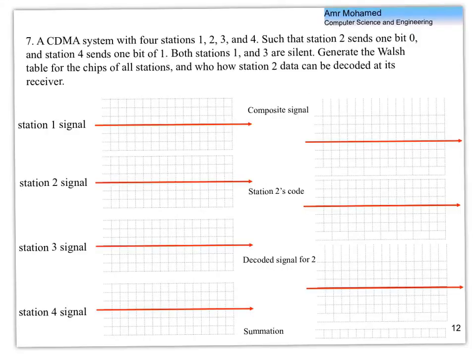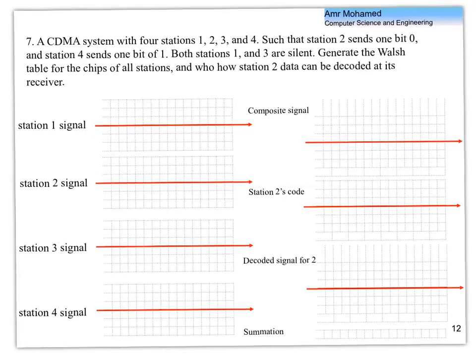Last exercise for this chapter talks about a CDMA system with 4 stations 1, 2, 3, and 4, such that station 2 wants to send 1 bit 0 and station 4 wants to send 1 bit, which is 1. Both stations 1 and 3 are silent. So the first thing is to generate the Walsh table for the chips.